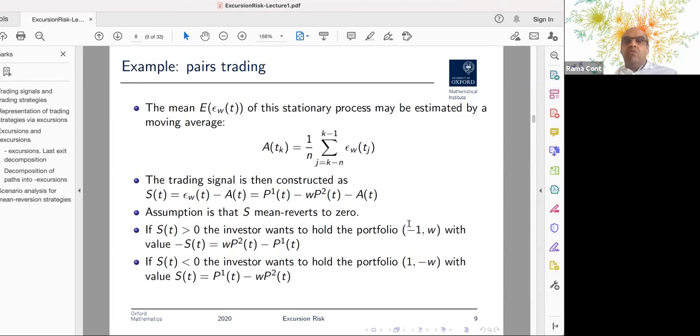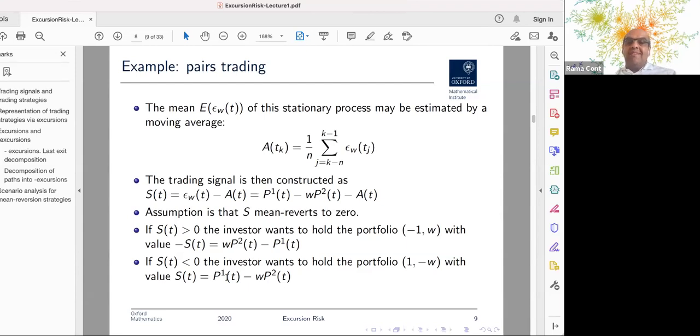The first coordinate is the position in asset 1, and the second coordinate is the position in asset 2. So this is exactly the opposite of this linear combination, and this portfolio will have the value minus S. When S goes to zero, you will gain. And if S is negative, then you want to hold the opposite portfolio. That's the idea in pairs trading.